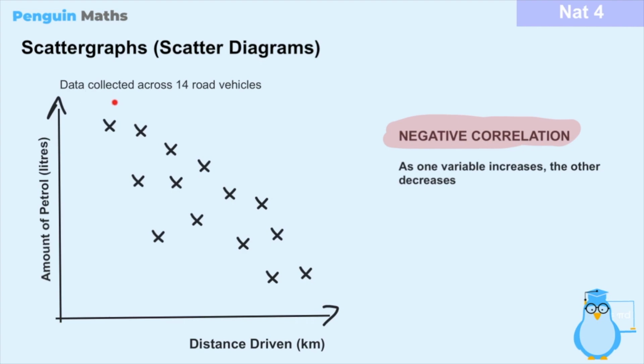So let's say, for example, we collected data across 14 road vehicles, and our variables were the distance driven by the vehicle and the amount of petrol that's in the car. So let's imagine that we've just filled a car up with petrol, and we would have the highest point available that the car could have for petrol. But we know that once the car's been filled up, if we drive more, if we increase the distance that the car's been driven after it's been filled up with petrol, then the amount of petrol is going to decrease. So that would mean that as the distance driven increases, the amount of petrol that's left in the car decreases. So between these two variables, they have a negative correlation.